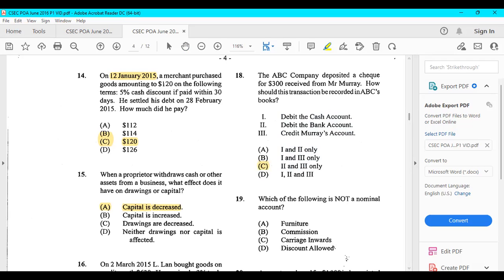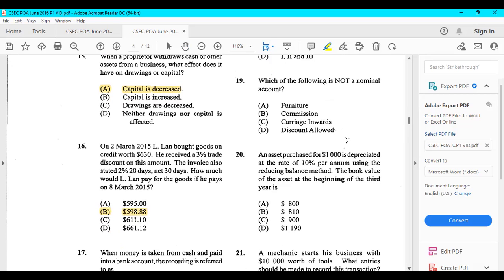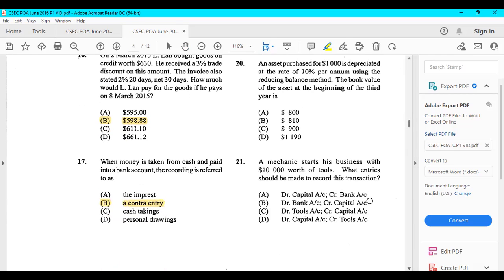All right, which of the following is not a nominal account? Remember, in the first video, if you don't remember what a nominal account is, you can take a look at part 1 of this, because we looked at it up top. A nominal account is a temporary account that deals with revenues and expenses, gains and losses. The one which is not one of those would be A, furniture. Furniture is a real account, right? Assets are real accounts.